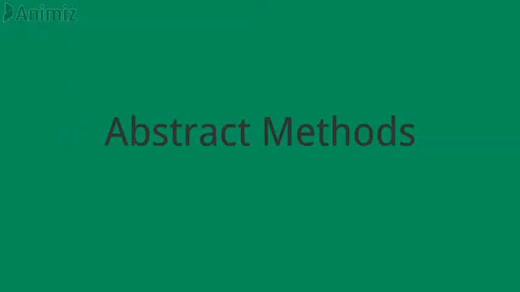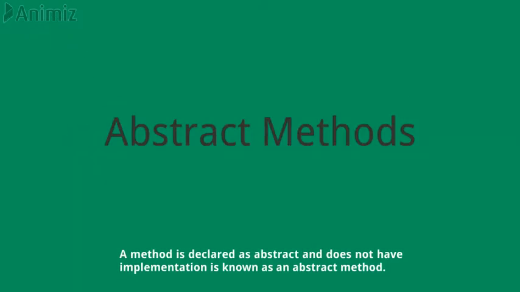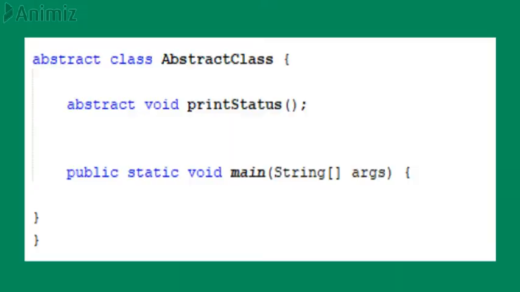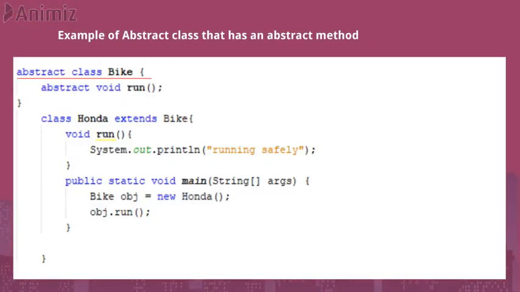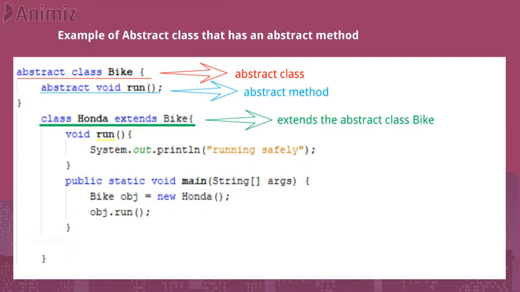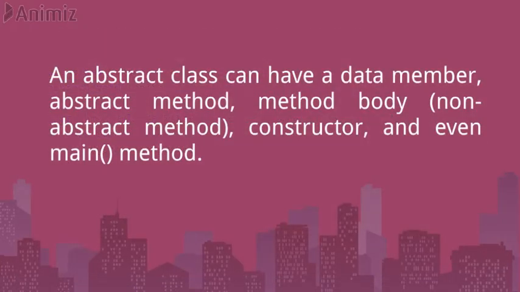Abstract methods. A method that is declared as abstract and does not have an implementation is known as an abstract method. This class Honda extends the abstract class Bike. An abstract class can have a data member, abstract method, method body, constructor, and even a main method.